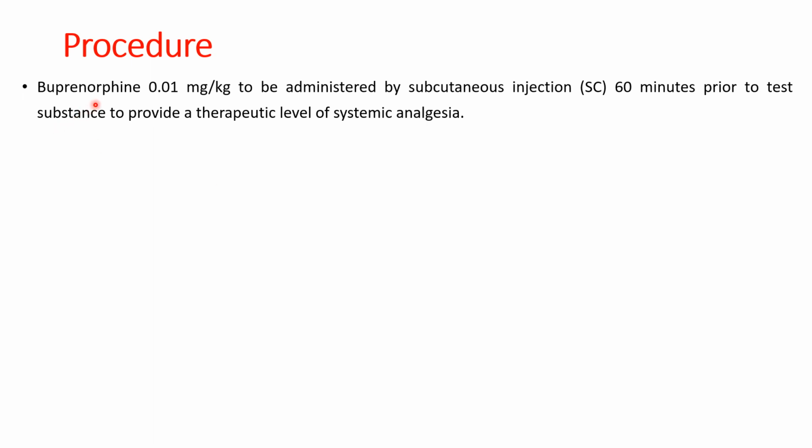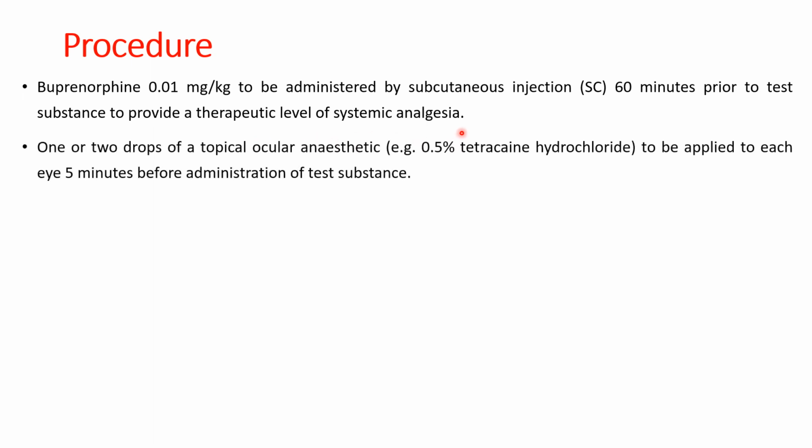Now we'll see the procedure. Buprenorphine is the analgesic, 0.01 mg per kg, to be administered by subcutaneous injection 60 minutes prior to the test substance to provide a therapeutic level of systemic analgesia. Then 1 or 2 drops of topical ocular anesthesia, for example 0.5% tetracaine hydrochloride, to be applied to each eye 5 minutes before the administration of the test substance.